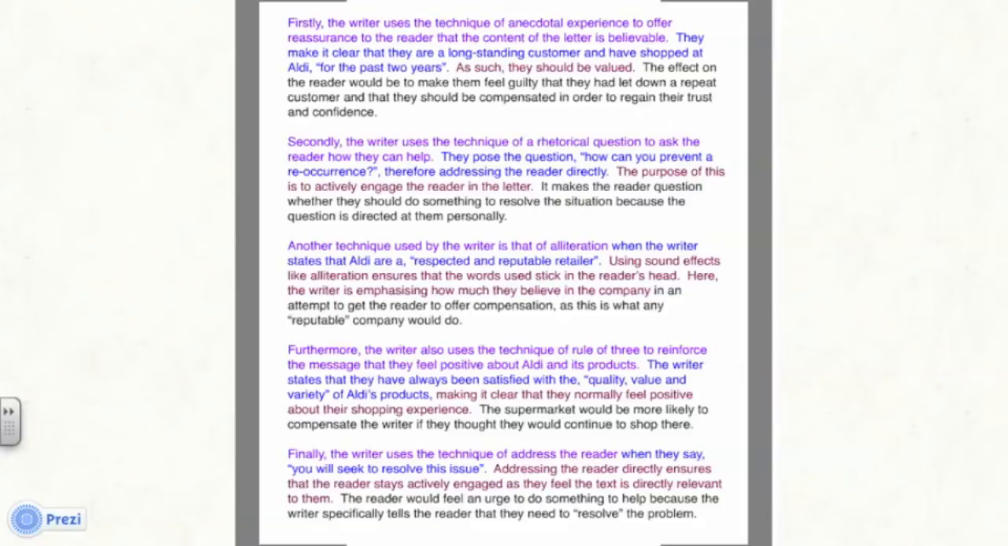So you can see the writer of this is clearly picking out each language technique in a separate paragraph, using the relevant quote and then explaining the purpose and effect of those language features.